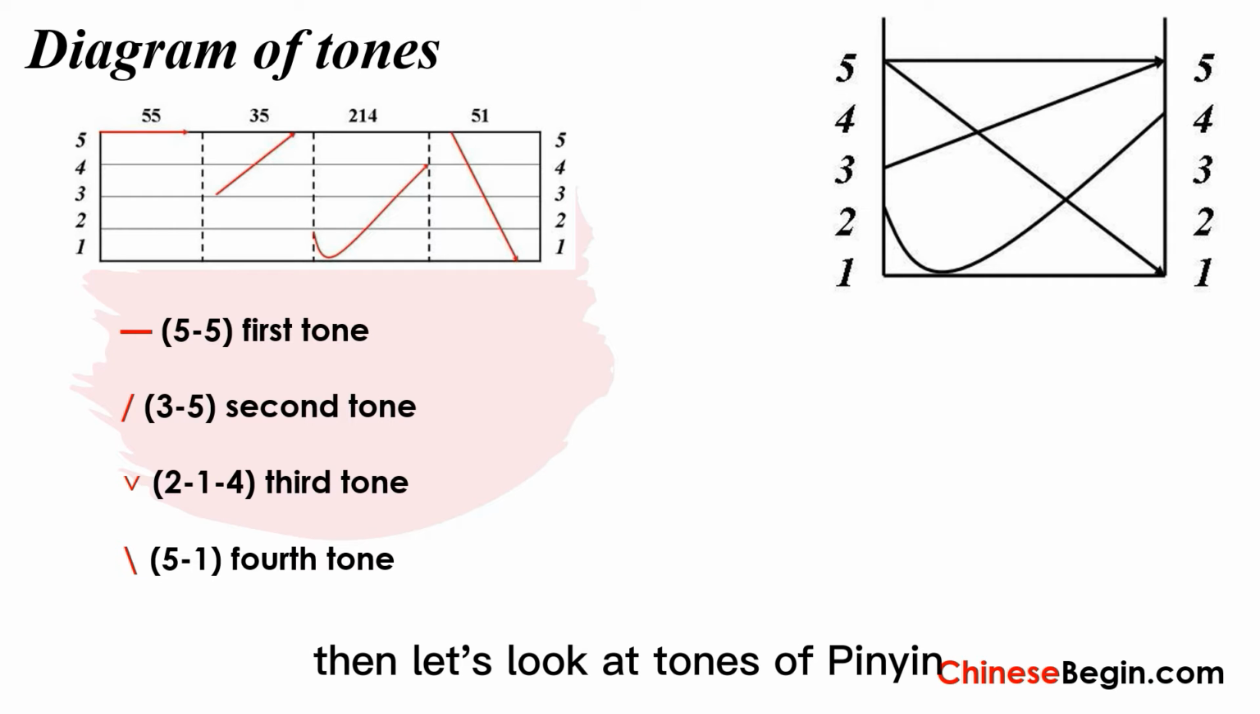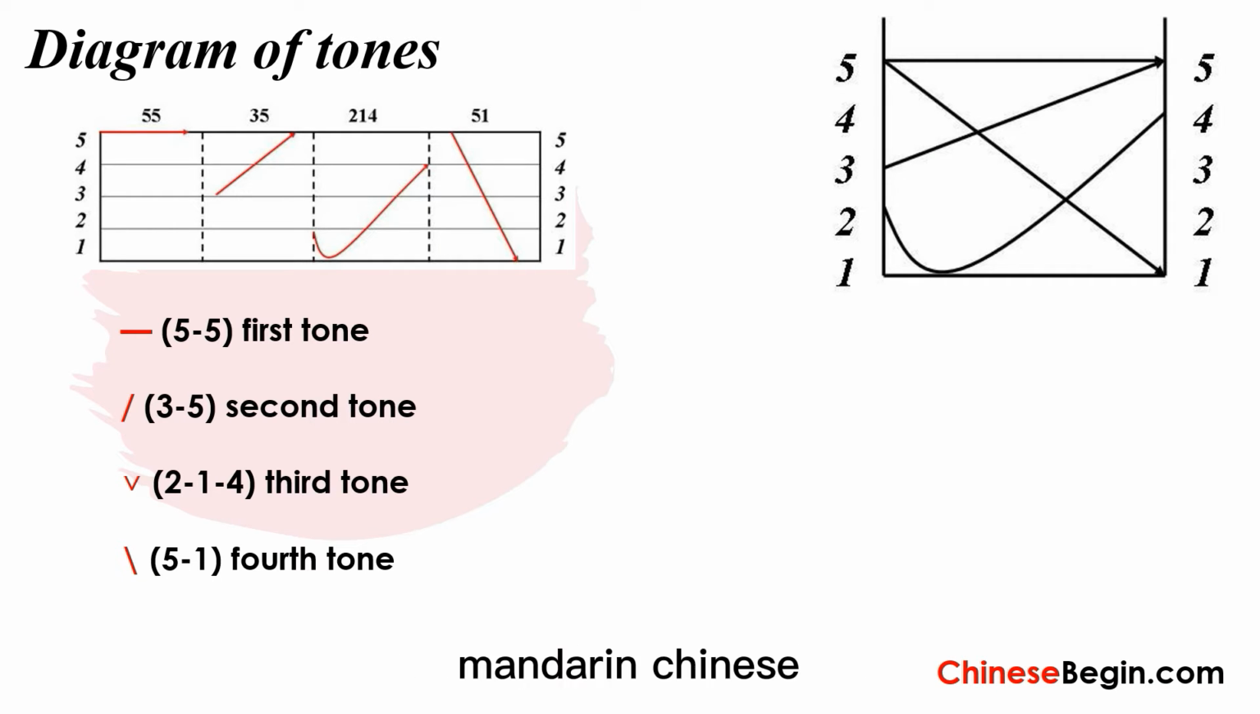Then let's look at tones of Pinyin. Mandarin Chinese is a tonal language, which means that different tones can change the meaning of a word. Even if the pronunciation and spelling are otherwise the same, it's essential to learn the different tones if you wish to speak Mandarin Chinese correctly. Mandarin Chinese has four main tones. They are shown by the tone marks as follows.